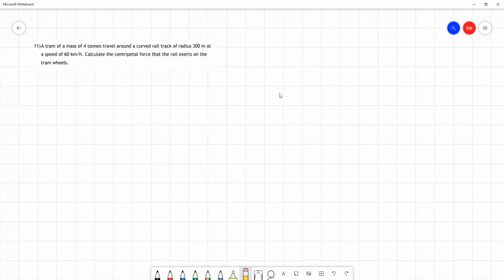So let's start off with our formula for centripetal force, which is force is equal to mass times angular velocity squared times radius. And let's see what the question has given us. We have the mass of the tram, it's 4 tons, and of course a ton is 1,000 kilograms, so this is 4,000 kilograms. We have been given the radius of the track, which is 300 meters, and we can keep those units because that's the units we like to use in these calculations.